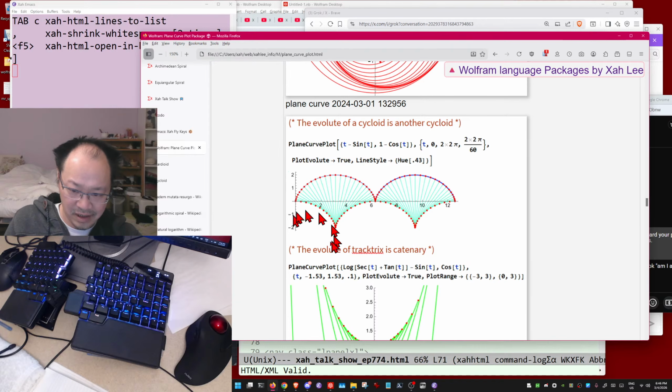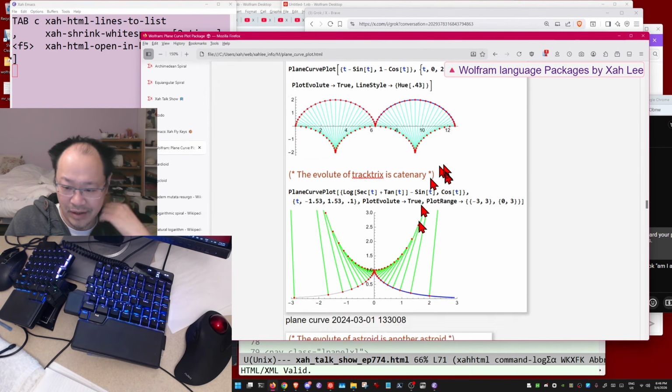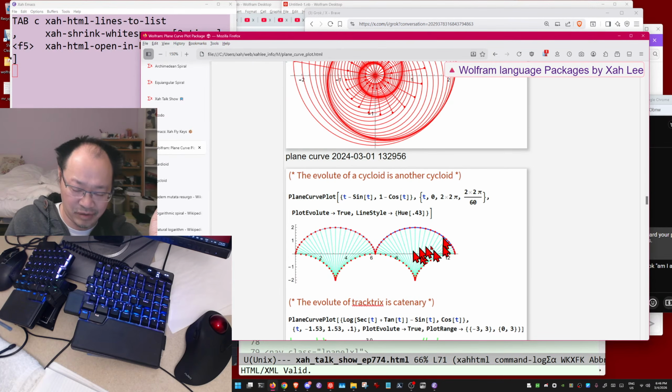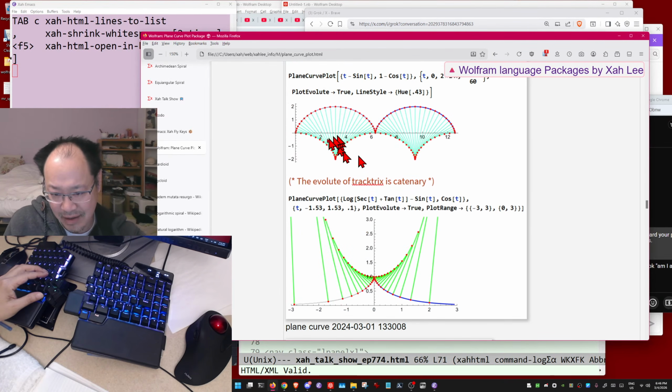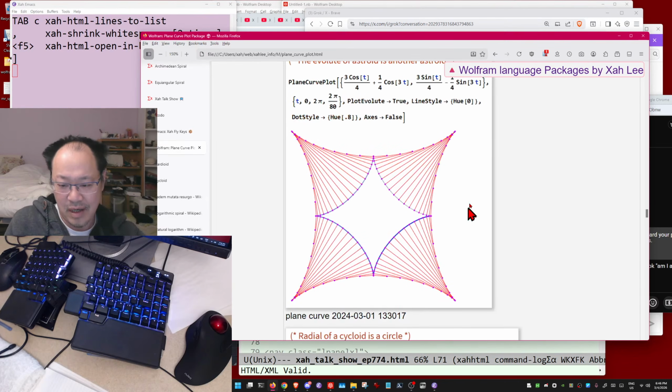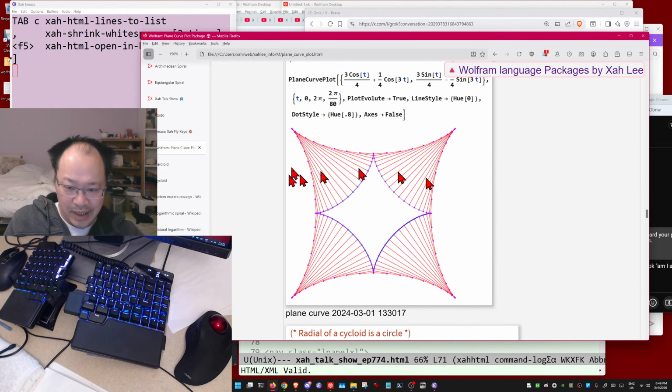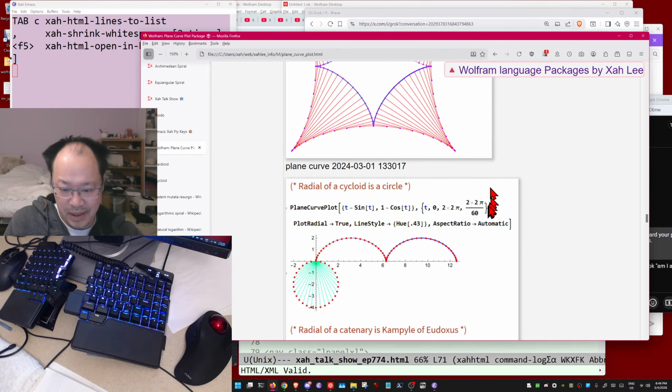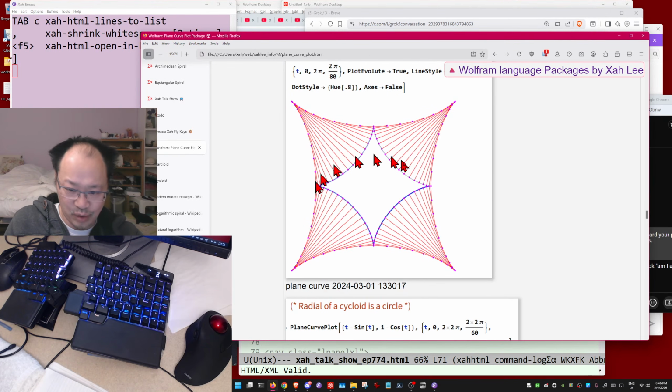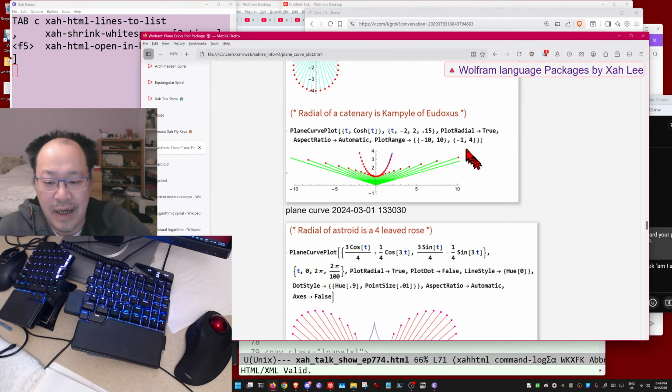Okay, you can see here. So the package just illustrates that. You can type this and you'll draw that. Anyway, that is called the evolute. Asteroid also has that property. The evolute of an asteroid is itself. It creates another asteroid.